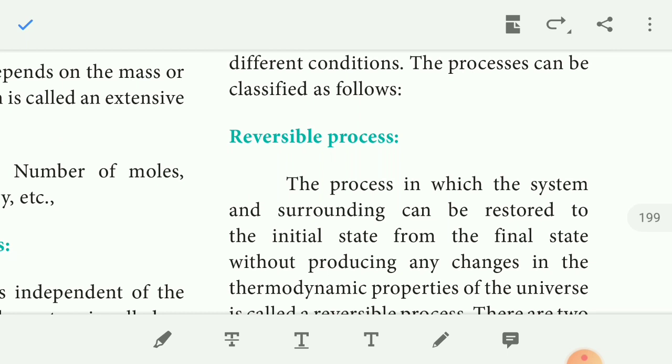There are two important conditions for a reversible process to occur. First, the process should occur infinitesimally slowly, and secondly, throughout the process, the system and surroundings must be in equilibrium with each other.